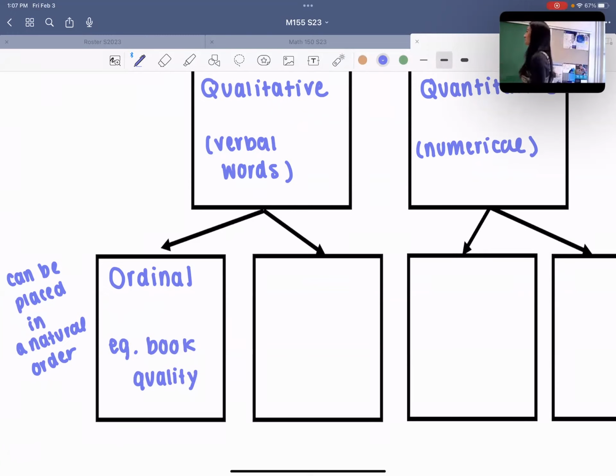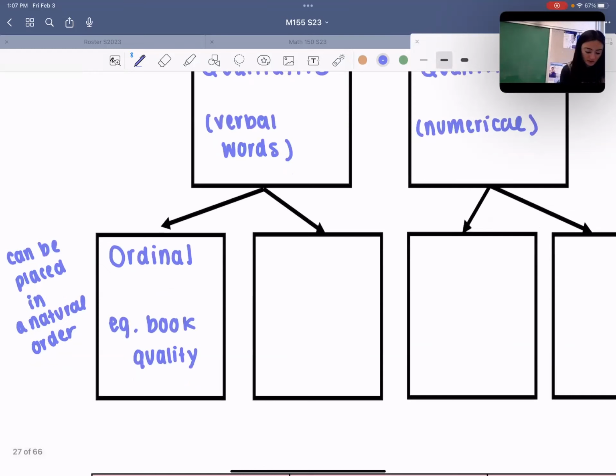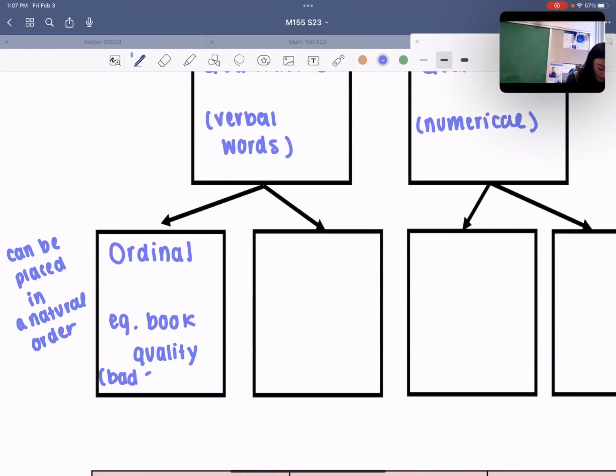Now, when you're looking at the used books, there's also a quality attached to them. So it'll say good or excellent or bad. And that describes how many holes are in the books or is there writing on the books and things like that. If something's excellent quality, it's probably new. And if it says bad, it's probably fallen off the spine, right? So book quality: bad, good, excellent. These ways you can respond to book quality have a very natural order. Bad is definitely not as good as good, and good is definitely less than excellent, right? So this can be put in a natural order.